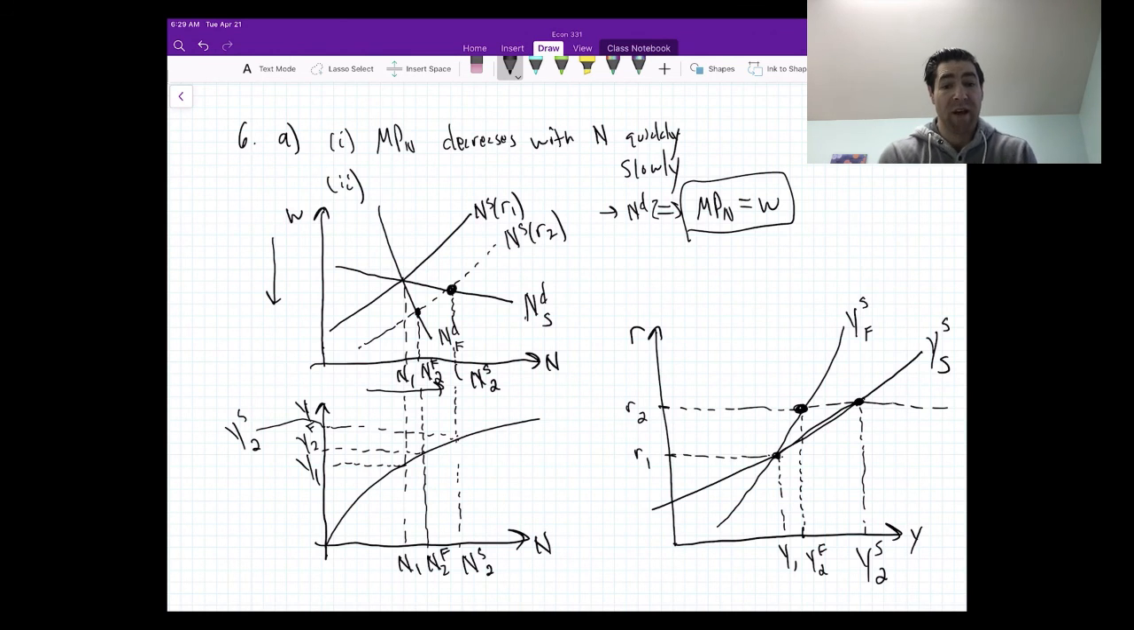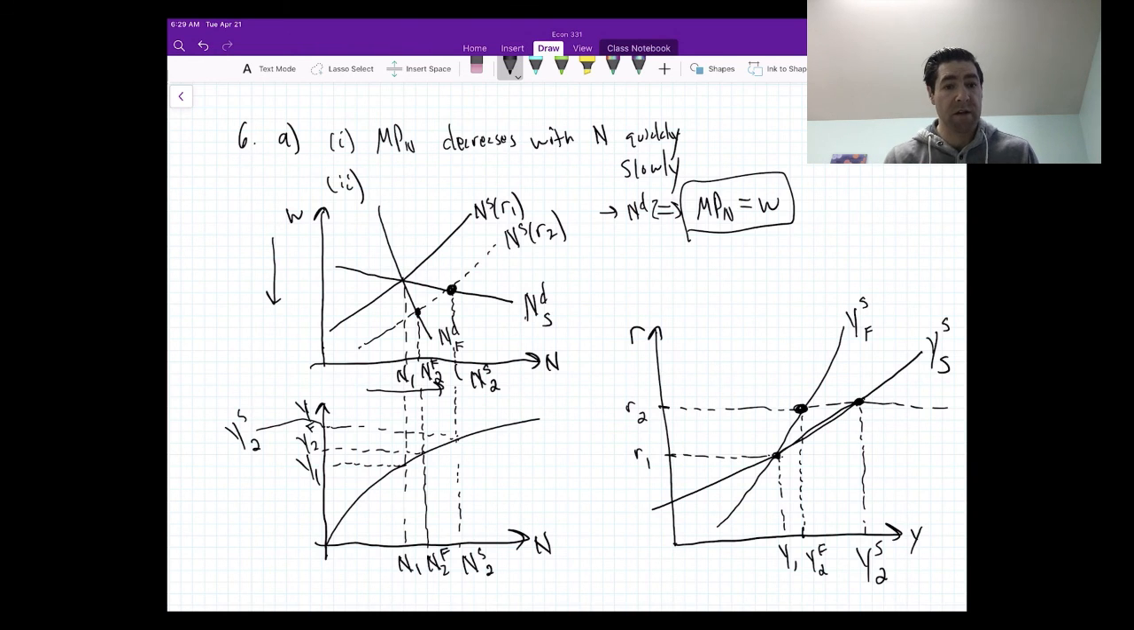So output supply is going to be steeper when the labor demand curve is steeper, because we get smaller changes in output in response to a given change in the real interest rate, because employment doesn't change as much. Labor demand is more inelastic in that case. And so that helps us understand where some of this information is coming from. So we have to go back to how we derive output supply and really get into the details here.